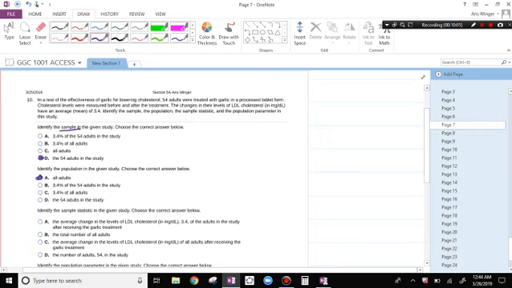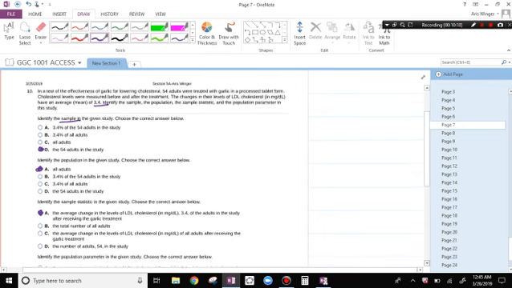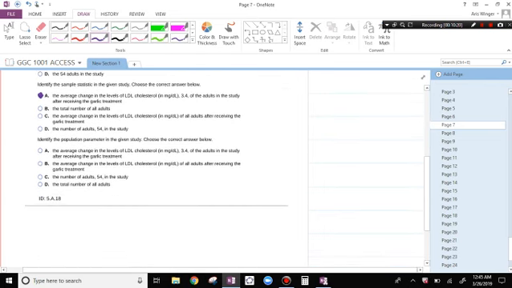The sample statistic is that for this sample, the average mean was 3.4. So it should be the average change is 3.4. The population parameter is just the average change in the levels of LDL cholesterol for all adults. So the population represents everybody, and the sample is just the people you took.